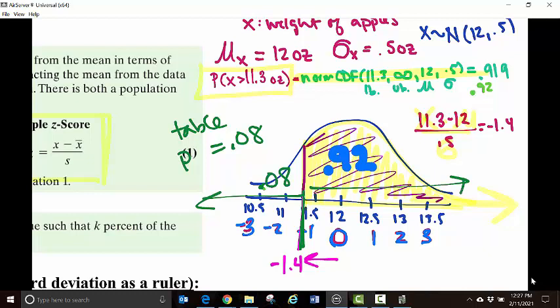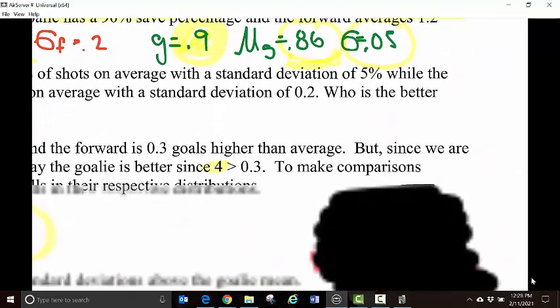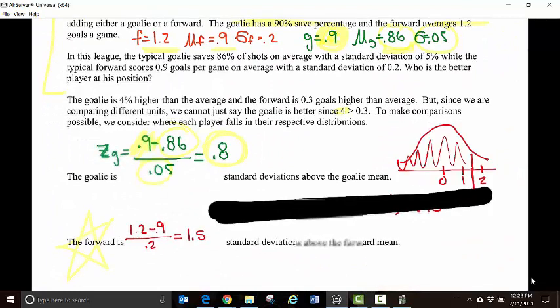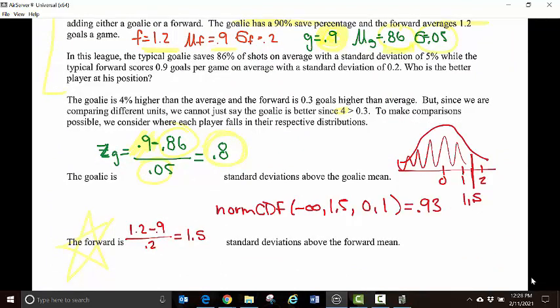Again, do I care if you use the table? Not at all. Just use the calculator. But I wanted to link this to what you did last semester because it'll show up. Any questions before I move on? All right. And then again, we could have done the same thing here and found the probability of having this good of a z-score, but I'm not going to worry about that.